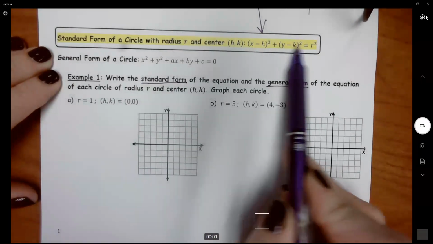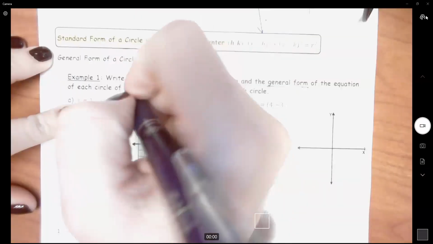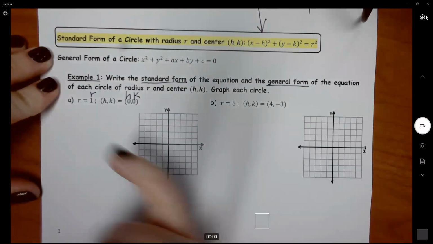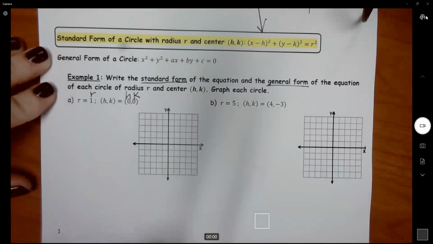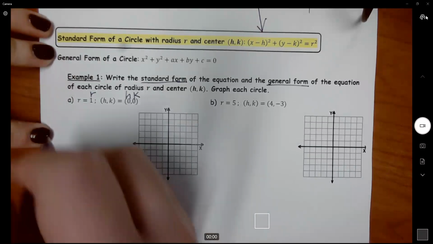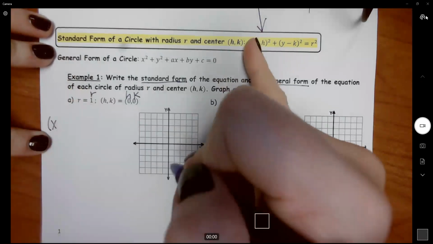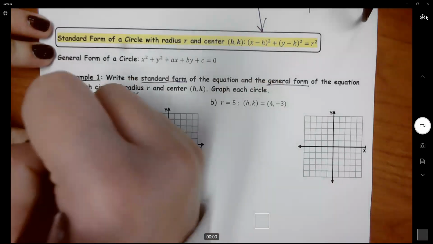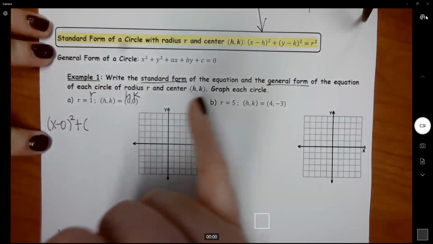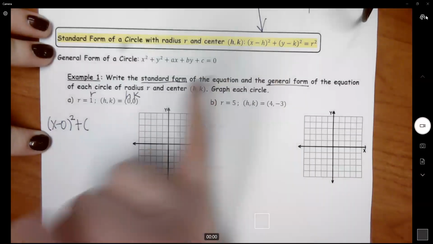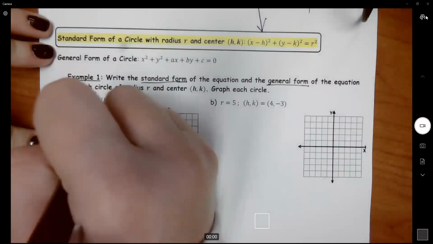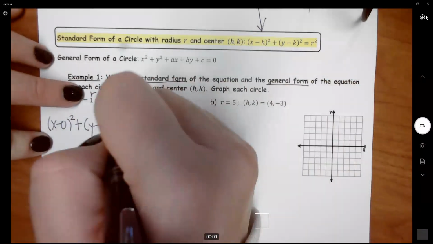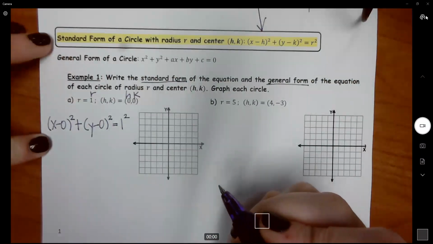So if I am plugging in to this formula here, it tells me hk, this is my h, this is my k, this is my r. I mean, it says it right over here, but labeling it even a little bit more specifically. So I've got x minus h, my h is 0, plus y minus k, and my k is also 0, equals my radius, which is 1, and then squared.